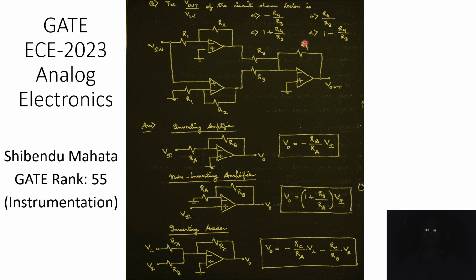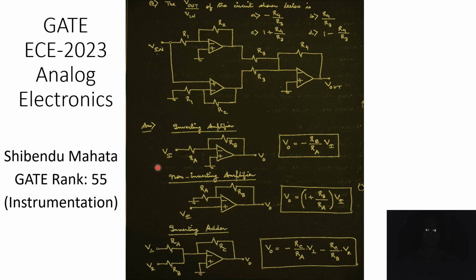So this is the topology. This is a 3 op-amp topology, and if we can break it down to its basic topologies, this is a very simple problem to solve. This problem carried 2 marks, and the basic topologies are the inverting amplifier, the non-inverting amplifier, and the inverting summer or inverting adder circuit.